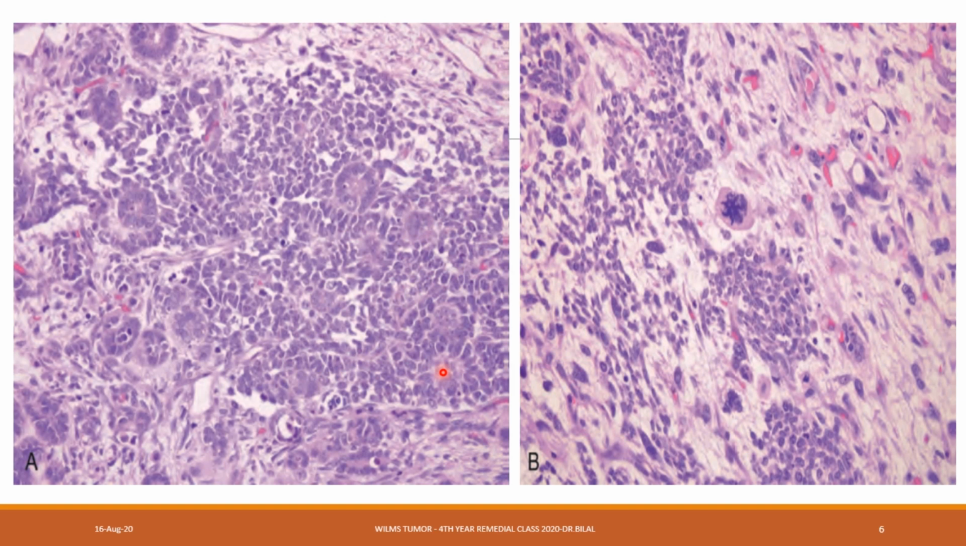Okay, when we talk about microscopy, remember that there are three components of this tumor. Whenever histology of a Wilms tumor is being discussed, these three components need to be mentioned. One is the epithelial component, second is the blastemal component, and third is the stromal component.